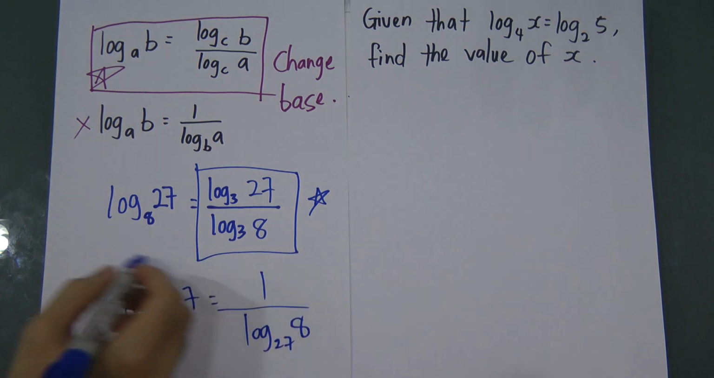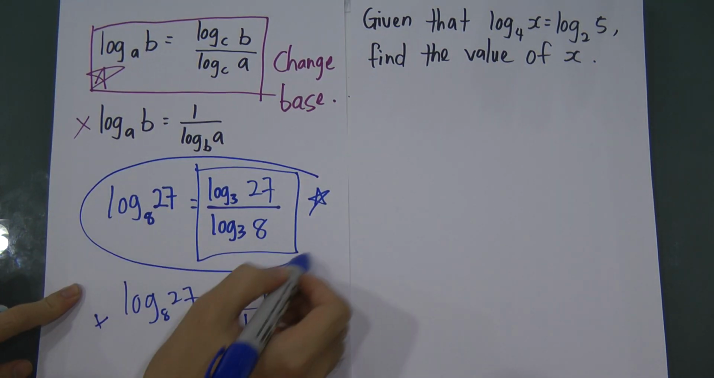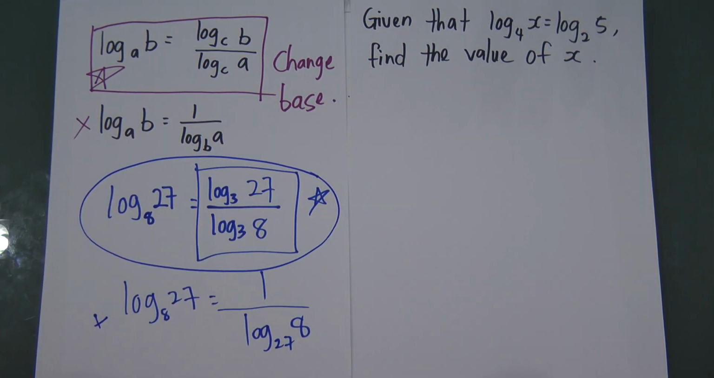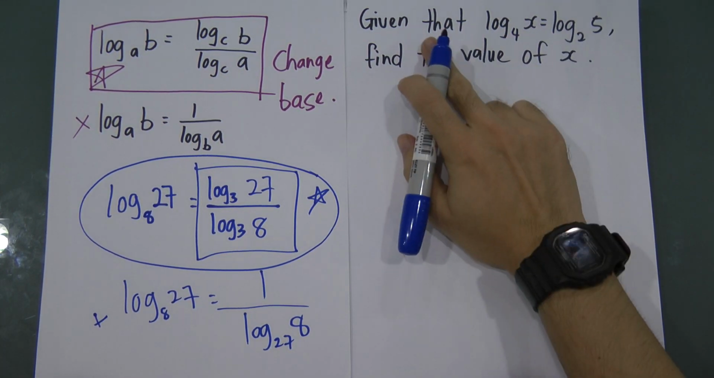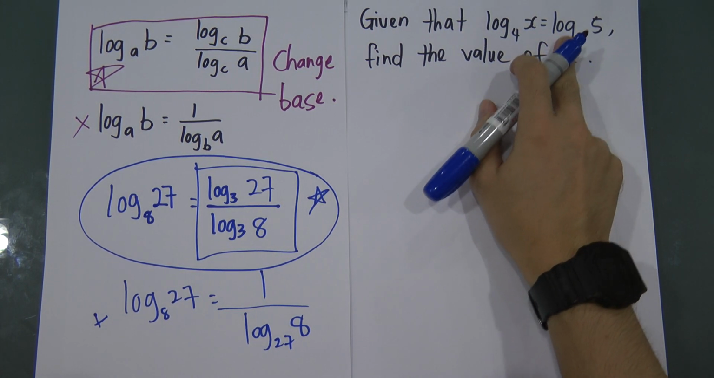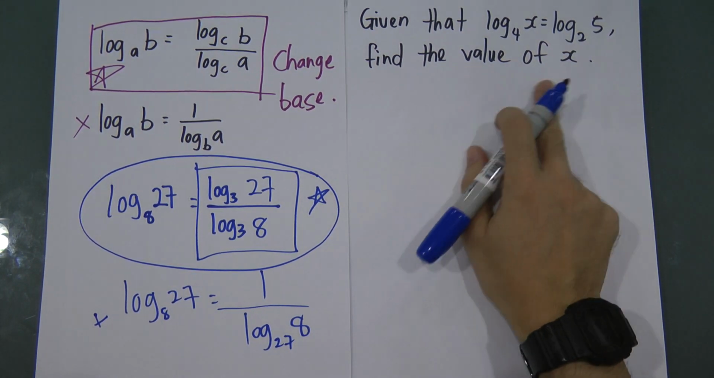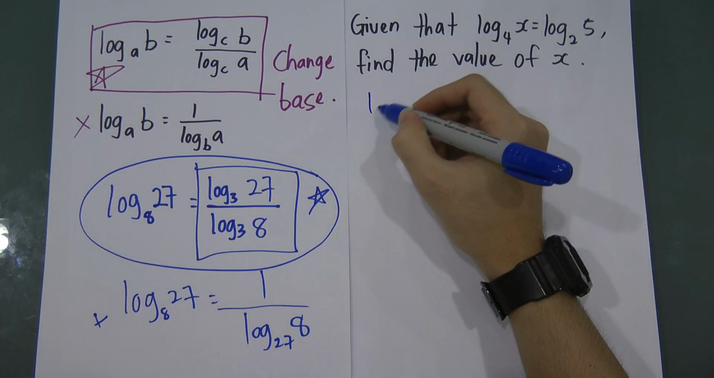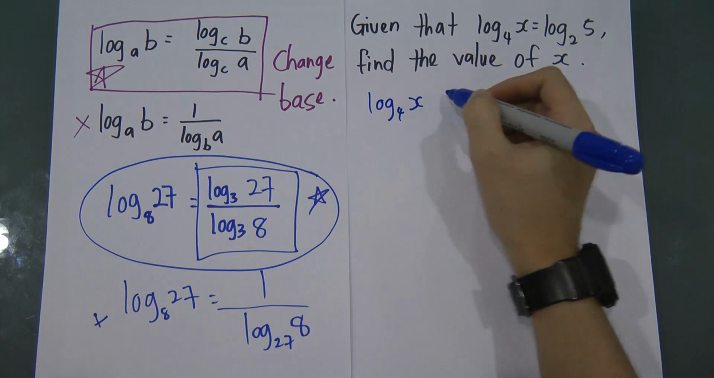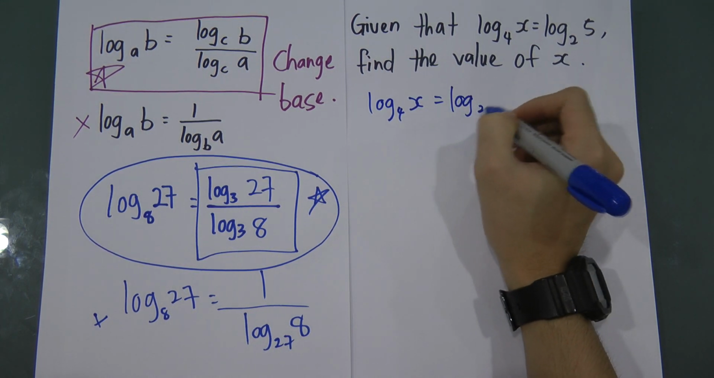Over here I have to emphasize this formula. In order to make sure you fully understand this formula, I bring in a few examples where you need to change base. For example, have a look at the question over here. Given that log base 4 of x equals log base 2 of 5, find the value of x. I will write down the equation over here: log base 4 of x equals log base 2 of 5.